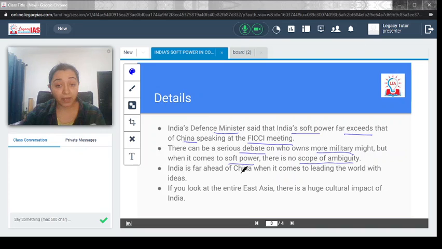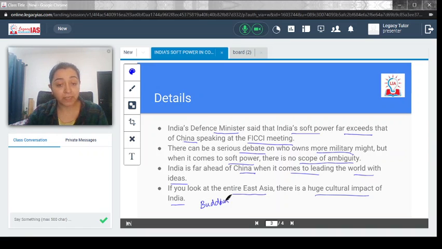India is far ahead of China when it comes to leading the world with ideas. Again, we saw that one of the currencies of soft power is political ideas, and in that regard India seems way ahead of China's diplomacy. If you look at the entire East Asia, there is a huge cultural impact of India. Again, we saw the idea of Buddhism.